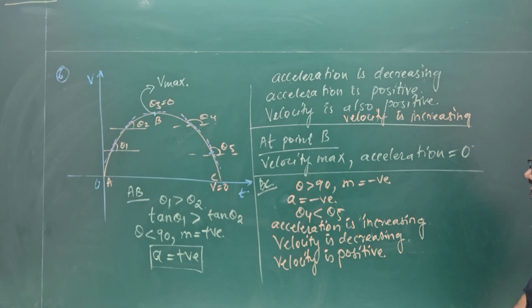Okay, velocity is increasing, velocity is decreasing, velocity is positive, velocity is positive, acceleration is positive, acceleration is here negative, over there acceleration is decreasing, acceleration is increasing. At point B, you have everything.